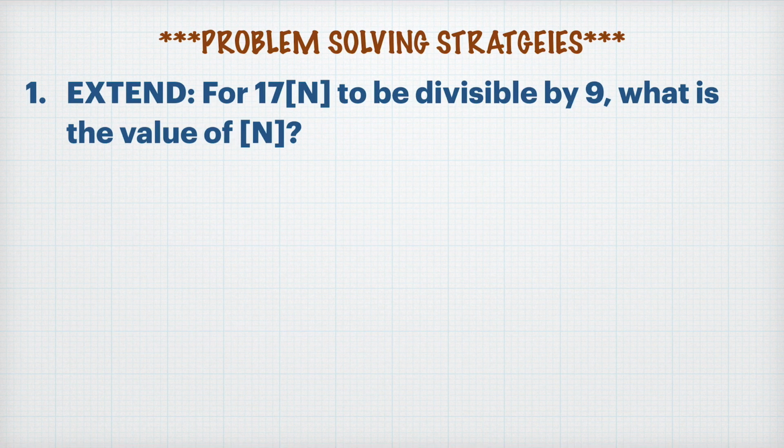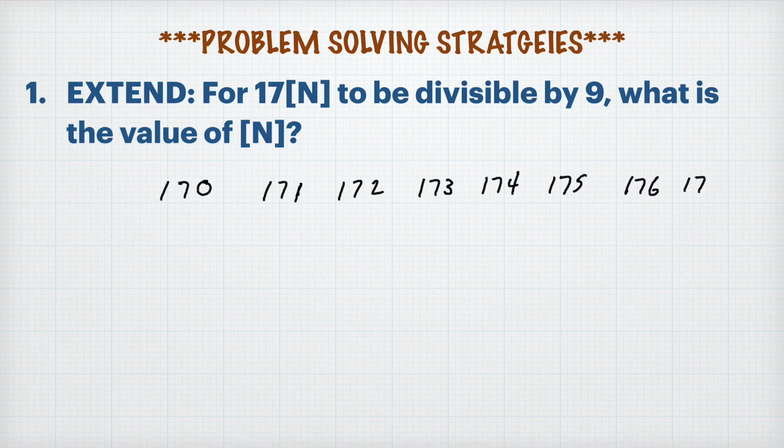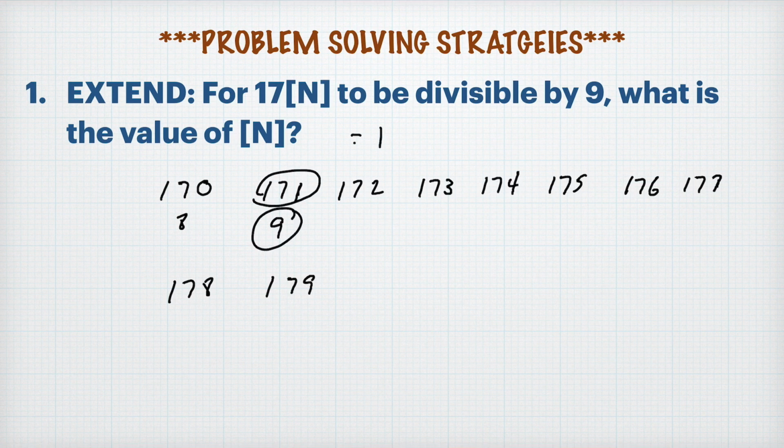So then we'd have to have 170, 171, 172, 173, 174, 175, 176, 177, 178, 179. All right, so that's the only numbers we can have. We add this up, we add 170 up, you get 8, you get 9, and we already have a winner, and this is 171, so the n equals 1.